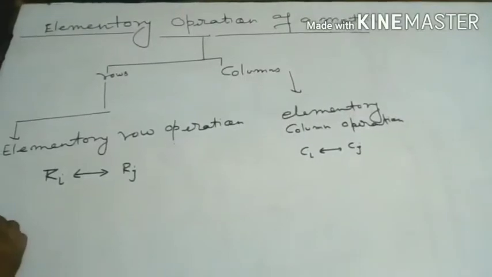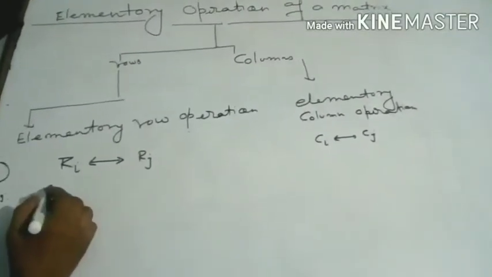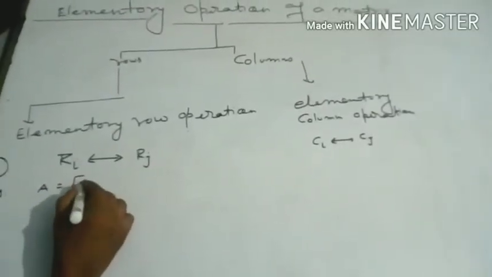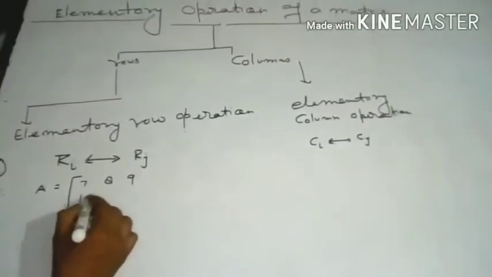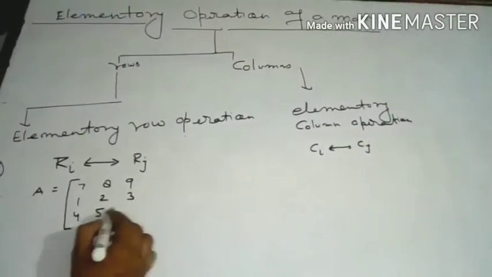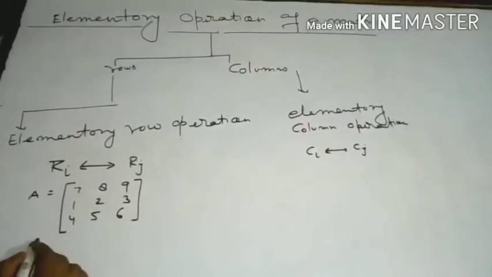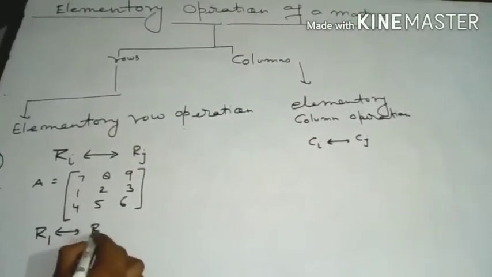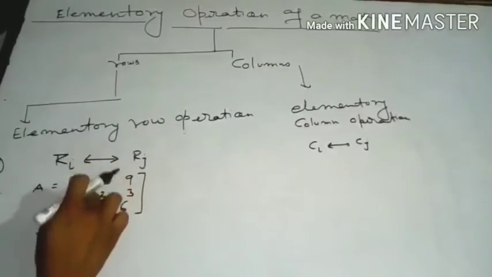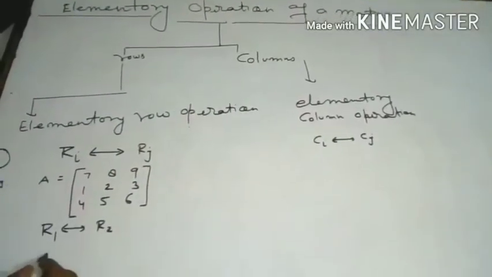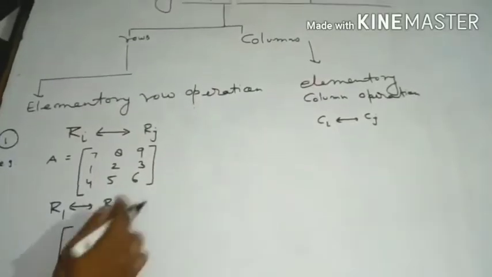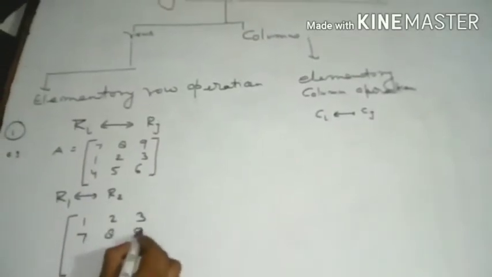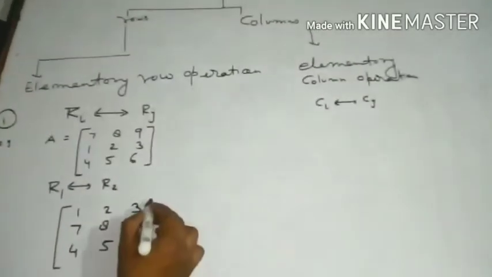For example, suppose we consider a matrix A equal to 7, 8, 9, 1, 2, 3, 4, 5, 6. Here we want to interchange the first row and the second row, meaning the first row becomes the second row and the second row becomes the first row. So after interchanging we will get 1, 2, 3, then 7, 8, 9, and here 4, 5, 6.